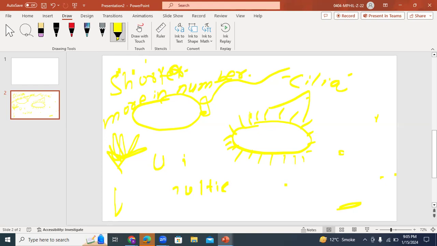Another word is flagellum. Flagellum is for one. So we are using flagella because there are a number of them, 2 to 3, 4 flagella present here.